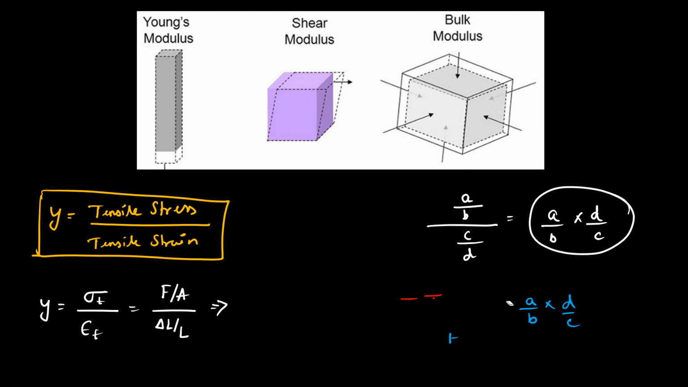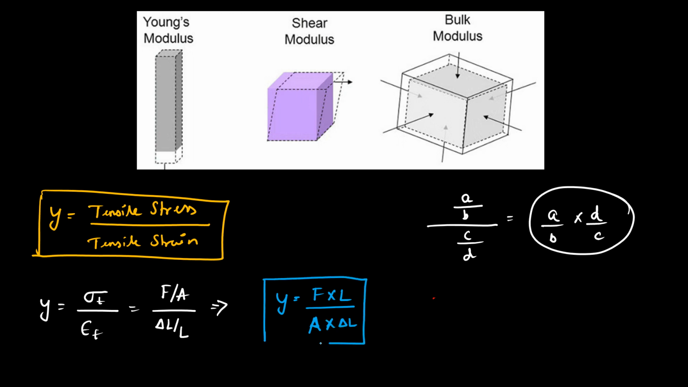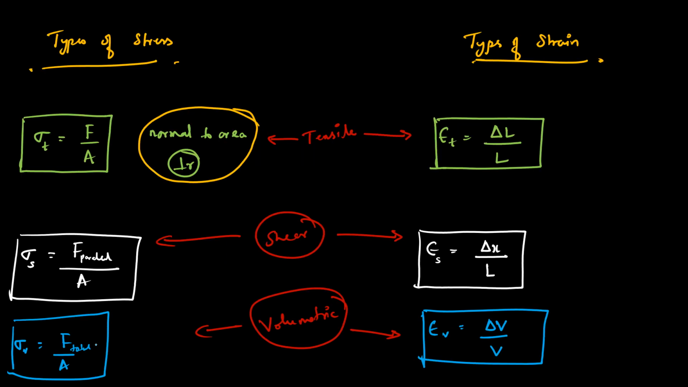So over here I can define Y. Now Y is going to be equal to F multiplied by the denominator, which is L, divided by A multiplied by the change, that is delta L. And this is the formula for Young's modulus. Is that clear? Yes. Similarly, you can find out your shear modulus and bulk modulus as well. You just have to plug in these formulas and you will be getting your answer.